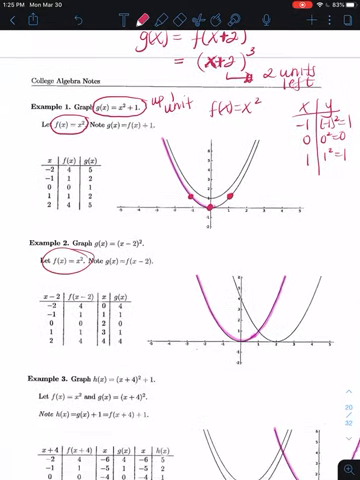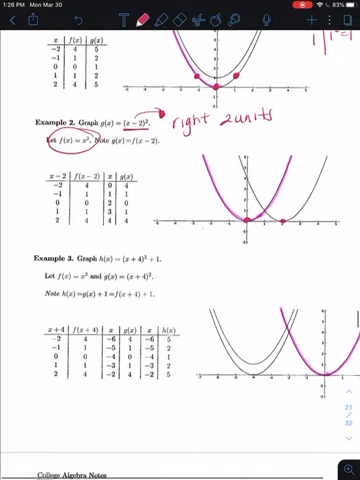Here, the parent function is x squared. The x minus 2 is inside the parentheses. If you go to your chart, whenever there's an x and a minus number in the parentheses, that's going to be moved to the right. In this case, it's going to move to the right 2 units. So notice how the original parent function now shifted 2 units to the right.